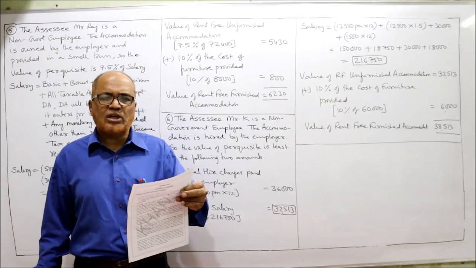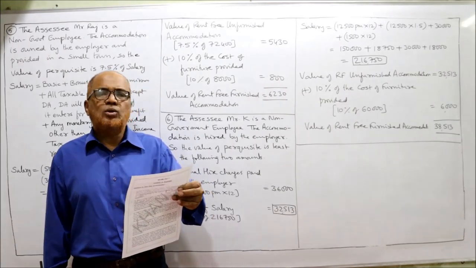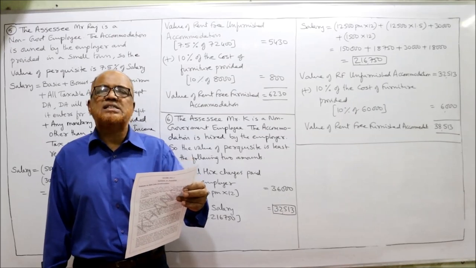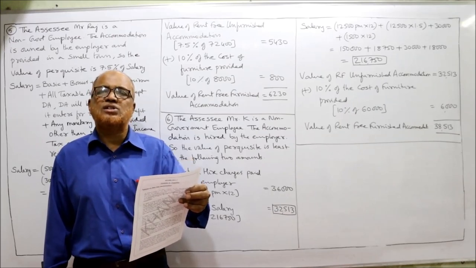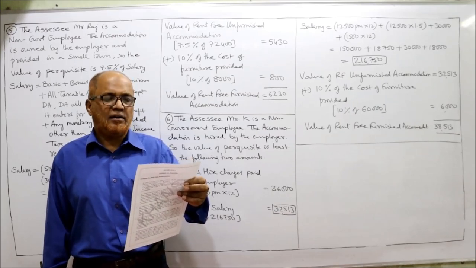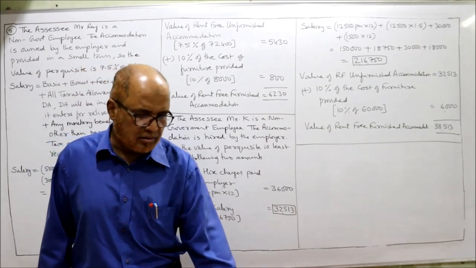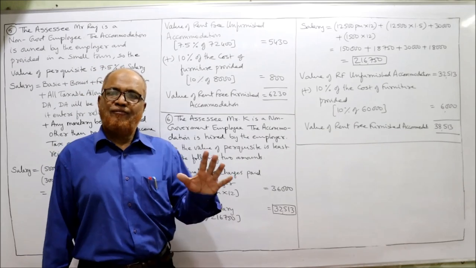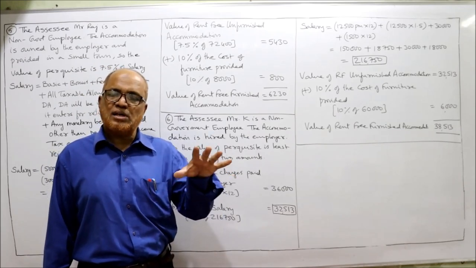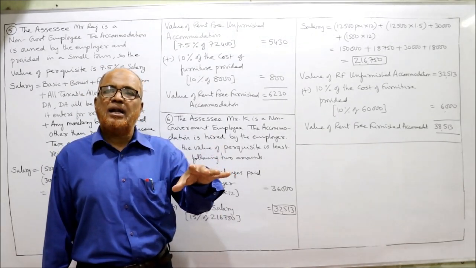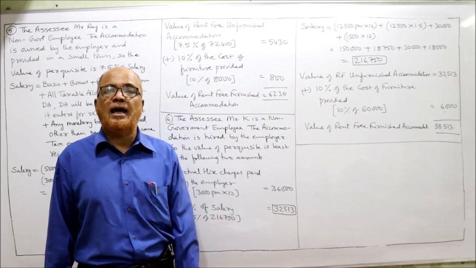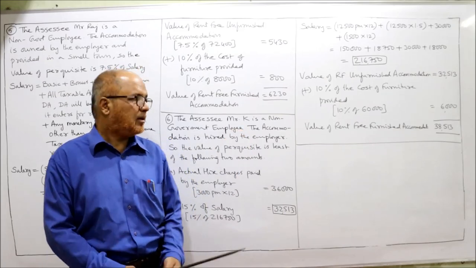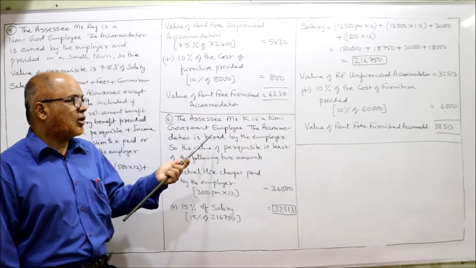Fair rental value 4,000 per month, we don't require. The total cost of furniture provided is 60,000, so 10% of 60,000 will be added. Compute the value of rent-free accommodation. First time, we are coming across a problem where the accommodation is hired by the employer. So here, Mr. K is a non-government employee.